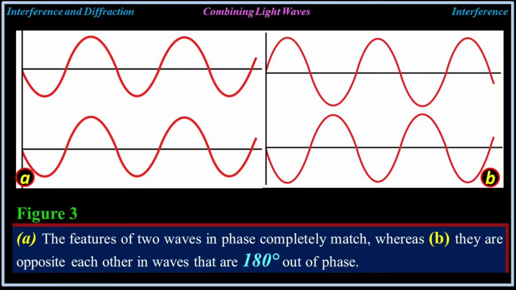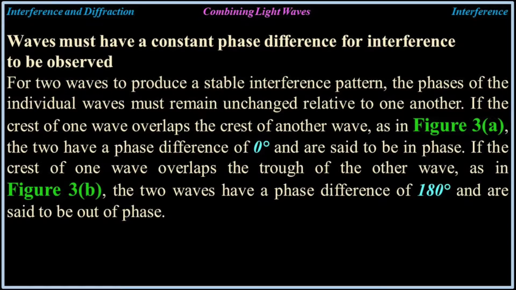For light, the resultant destructive interference is dimmer light or dark spots. Figure 3: in A, the features of two waves in phase completely match, whereas in B, they are opposite each other, in waves that are 180 degrees out of phase. Waves must have a constant phase difference for interference to be observed.